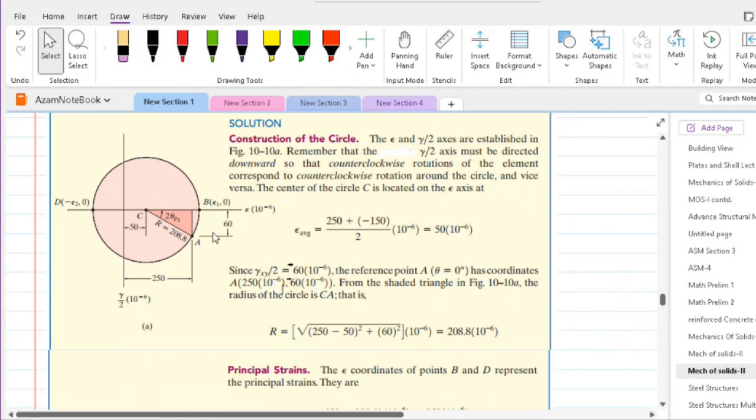We can use Pythagoras theorem to determine the radius, and that is equal to 250 minus 50 whole square plus 60 whole square, both terms under square root. And from that, we will get 208.8 into 10 raised to power minus 6. So we can connect A with C and determine our radius R. Having known the center of the circle and the radius of the circle, we can now easily sketch the Mohr circle.